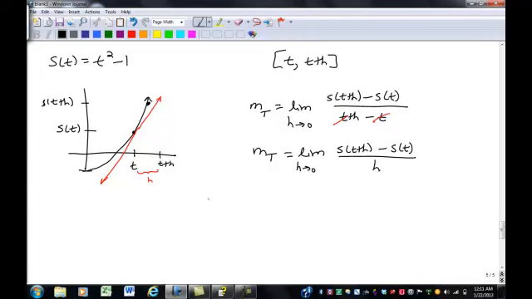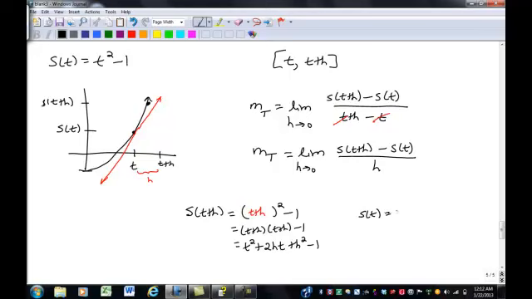So I need to figure out what s sub t and what s sub t plus h is. When I plug in my second t value, I plug in t plus h. So that means I replace all my t's with t plus h's. Now we need to FOIL this again. When I FOIL this, I get t squared plus 2ht plus h squared minus 1. When I plug in t, I just get my formula back out. This was given to me in the very beginning.